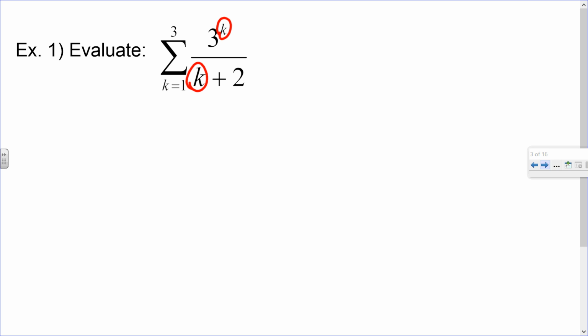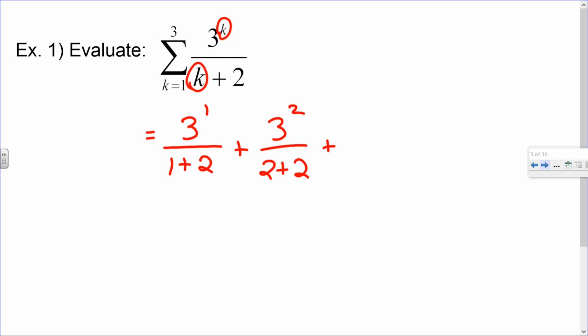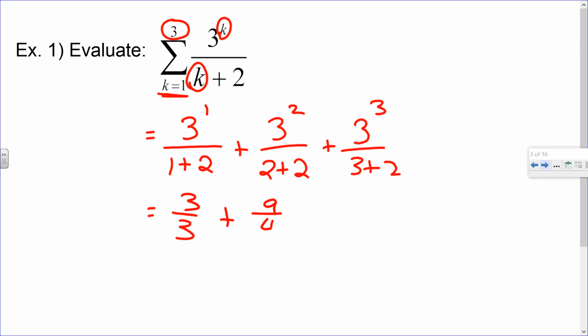So that means when k is 1, I'm going to have 3 to the first over 1 plus 2. When k is 2, I'm going to have 3 squared over 2 plus 2. When k is 3, I have 3 cubed over 3 plus 2. I only go from k equals 1 to k equals 3, so I've got all of my terms up there. Now it's just a fraction problem to simplify. It's no longer an algebra 3 problem. So we have 3 over 3, or 1, plus 9 over 4, plus 27 over 5.